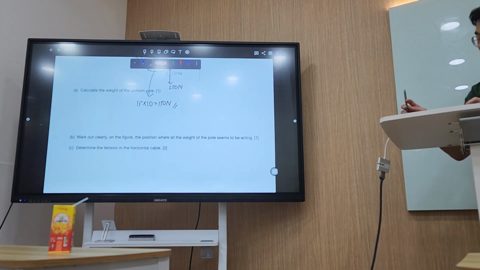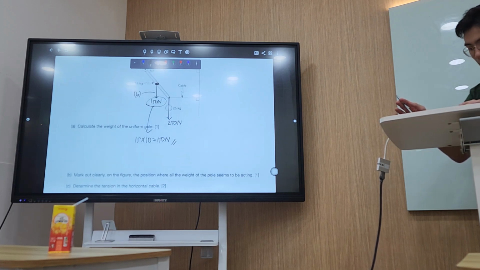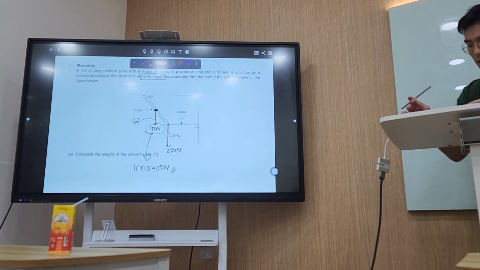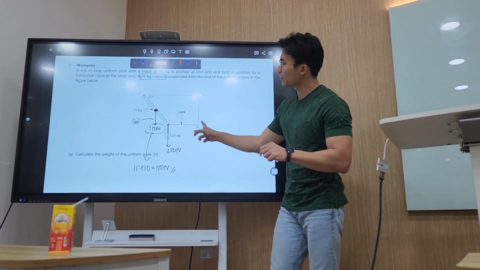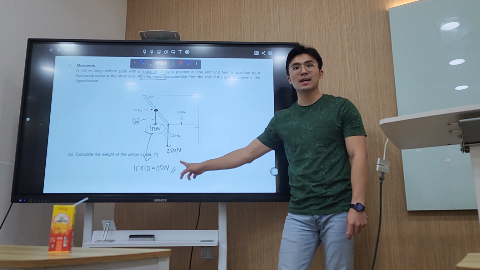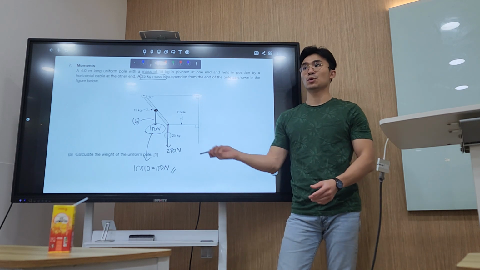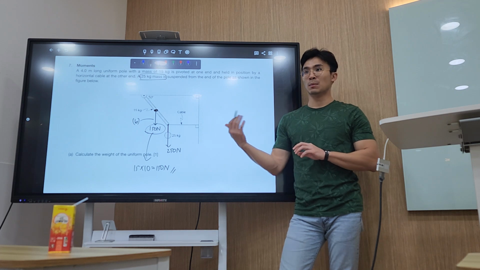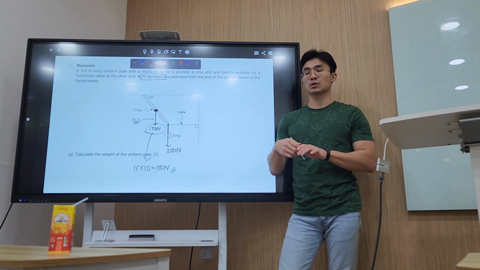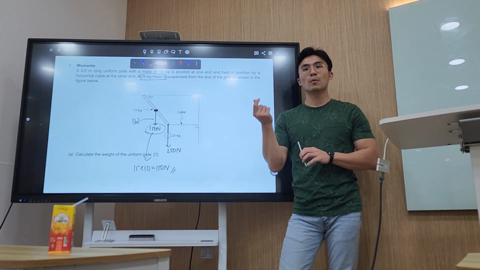Now, part C, determine the tension in the horizontal cable. Take a very good look, guys. Where would I set as my pivot on this whole diagram? For there to be a moment, you need to have a pivot, right? Because you need a perpendicular distance. Where's my pivot?